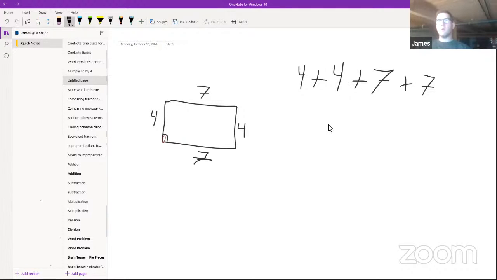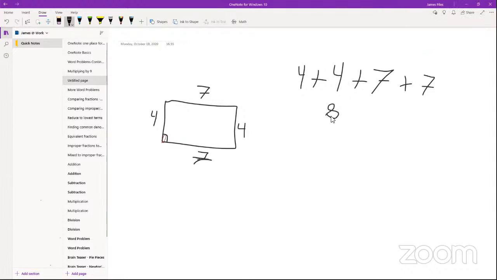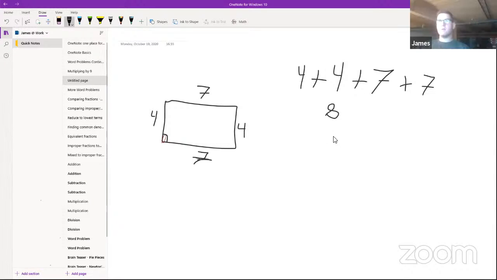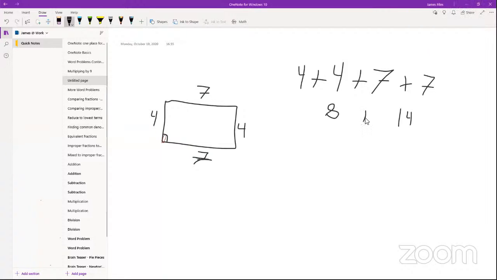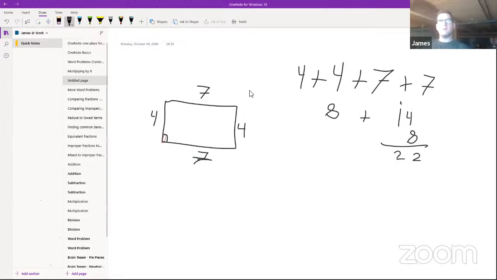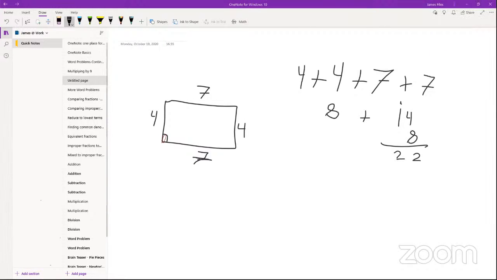So 4 plus 4 is 8. 7 plus 7 is 14, plus another 7 plus 7 is 14. That's right. And what's 14 plus 8? Well, you put the 2 in the bottom, put the 1 on top, so it will be 22. That's right. So the perimeter of this rectangle is 22. And do you know another way you could do it?